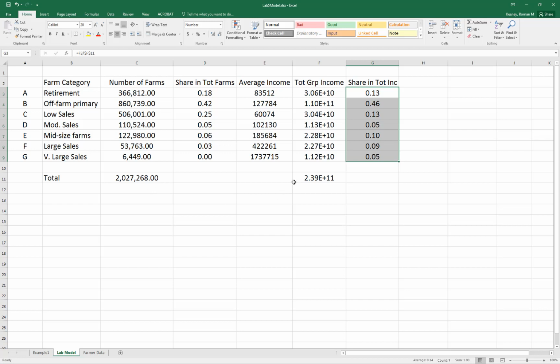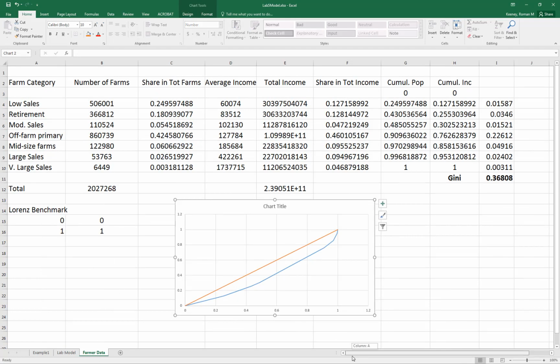Now we got a little bit of work to do. So we've got the share we wanted, the other share we wanted, and we're ready to make our cumulative shares. But we have one step we have to correct for. These need to be ordered by lowest income to highest income. And so if you jump over here to the completed sheet, you'll see that I did do that. So actually the low sales, then retirement, then moderate sales have been rearranged from lowest earners to the highest earners.